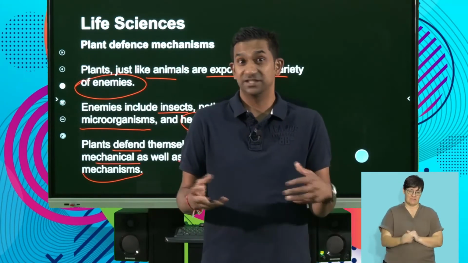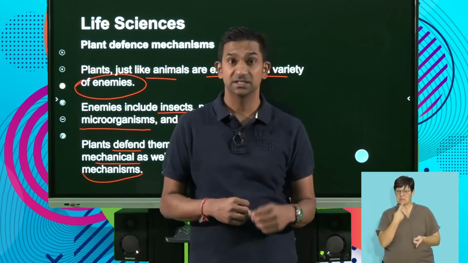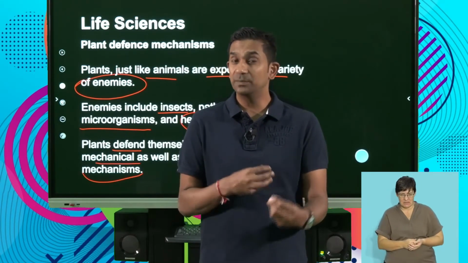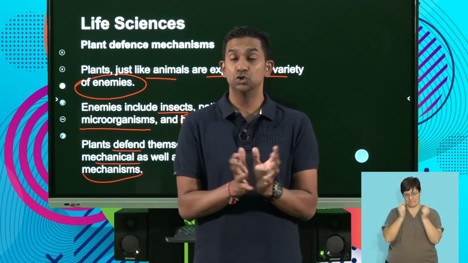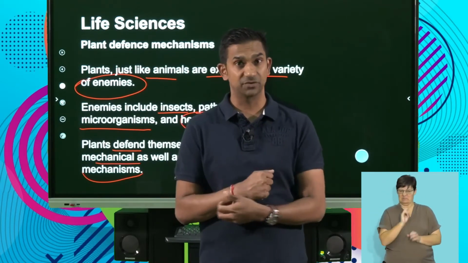So we notice that there are different types of grass that taste different. Some are bitter, some are sour. So these are all mechanisms that plants have adapted to prevent themselves from being eaten by certain herbivores.